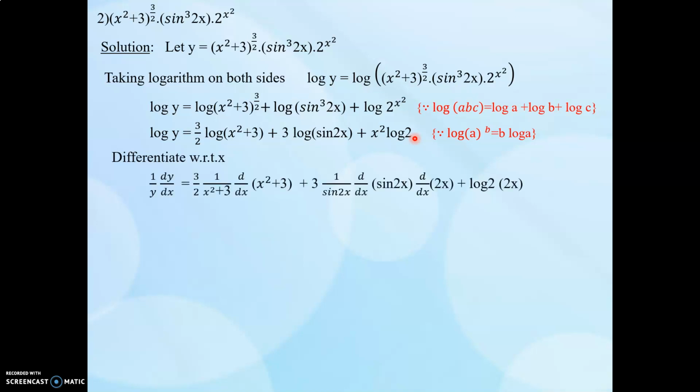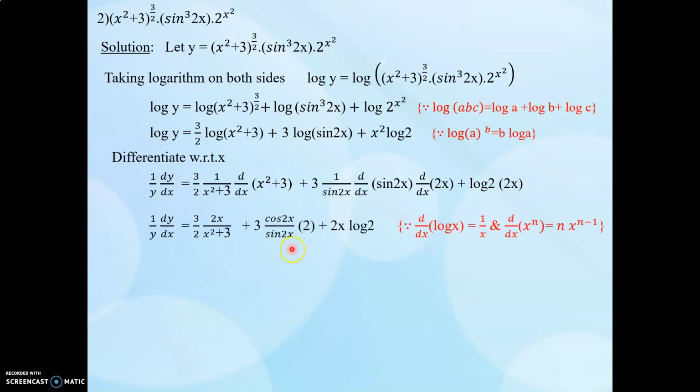Differentiate with respect to x. So log y with respect to x is 1 upon y dy upon dx is equal to 3 upon 2. The derivative of log of (x square plus 3) is 1 upon (x square plus 3) and the derivative of x square plus 3 is 2x, plus the derivative of log sine 2x, which is 1 upon sine 2x into the derivative of sine 2x, which is cos 2x, that we will write in the next step, and you have to take the derivative of 2x also here, plus log 2 is a constant, we have taken it out, and the derivative of x square is 2x.